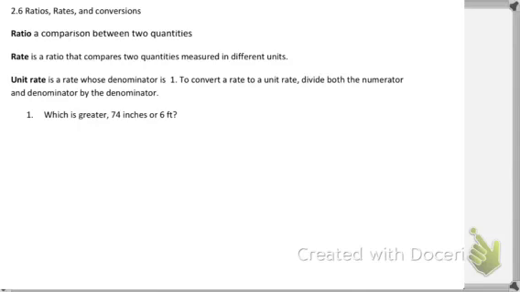And to do this, all you have to do is multiply both the top and bottom, or divide the top and bottom, by the denominator. So the purpose of these then is to do comparisons. Which is greater, 74 inches or 6 feet? So what we know then is 12 inches is equal to 1 foot. Using the ratios, we can set this up by dividing both sides by 1 foot, and then we get 12 inches is the equivalent of 1 foot, and you have the unit measurement.